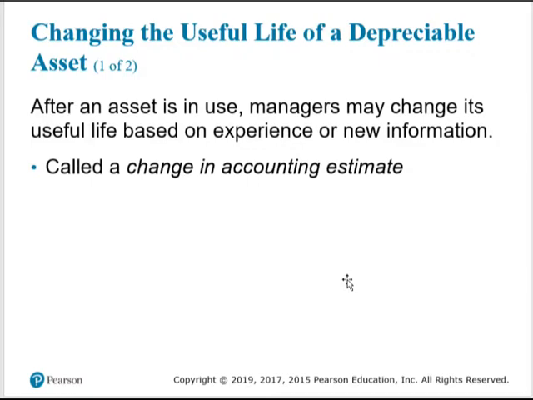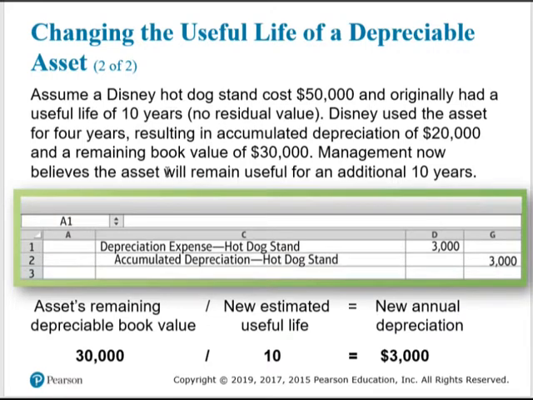Sometimes after it's been used for a while, we find that it will actually last longer than we expected, or maybe we can use it more than we actually expected. This is called a change in accounting estimate. Depreciation is an estimate, and as such can be changed over time. There's going to be a change in useful life at this point in time.